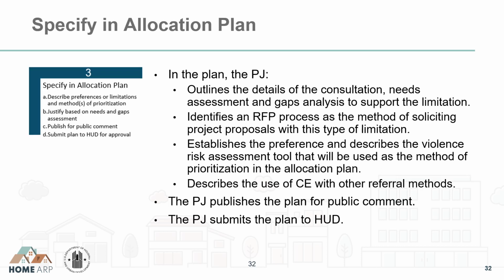The Springfield PJ outlines the details of the consultation, needs assessment, and gaps analysis to support the decision to limit the non-congregate shelter to the DV Sexual Assault Trafficking QP in their allocation plan. The PJ identifies an RFP process as the method of soliciting project proposals with this type of limitation. The PJ establishes the preference and describes the violence risk assessment tool that will be used as the method of prioritization in the allocation plan. They also describe the use of coordinated entry with other referral methods. Once complete, the PJ publishes the plan for public comment, and after the comment period, submits the plan to HUD.